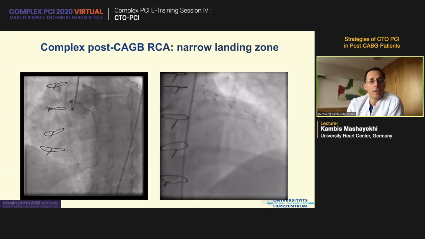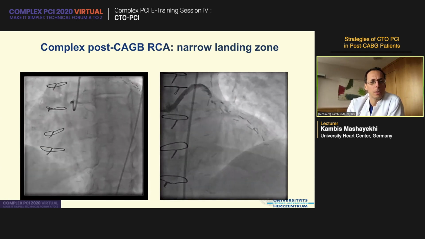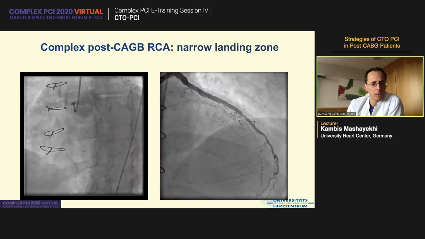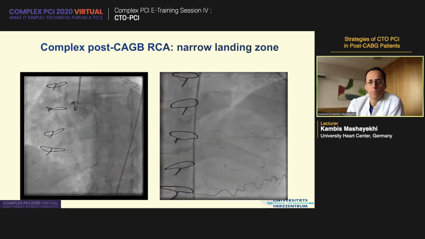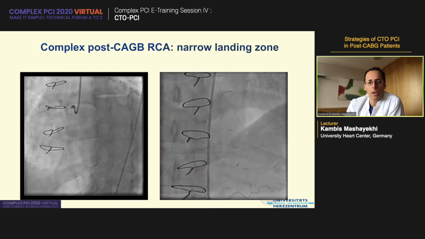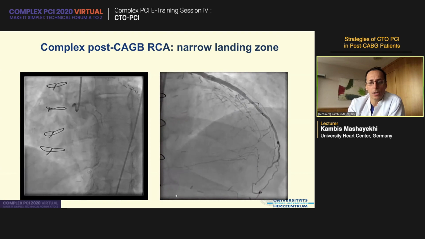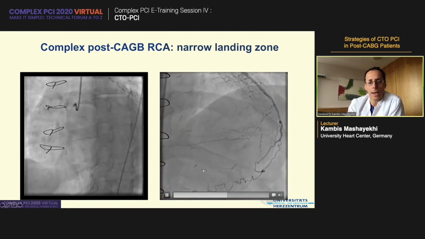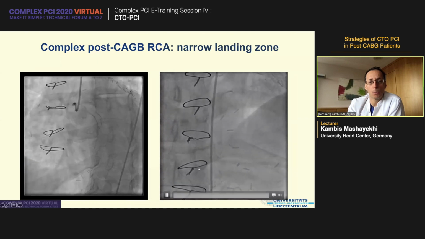So here you see an ostial occlusion of the RCA, and you see probably some septal branches coming from the RCA. But here you see also a vein graft to the circ with epicardial collaterals to the distal RCA, to the posterolateral branch, and also to the PDA. So here the question is, with a huge area of ischemia, how to proceed.